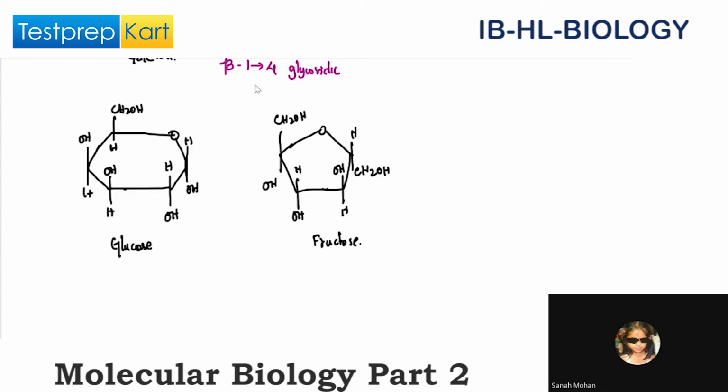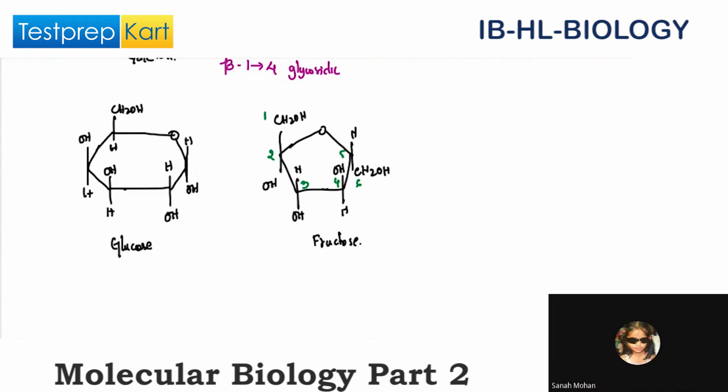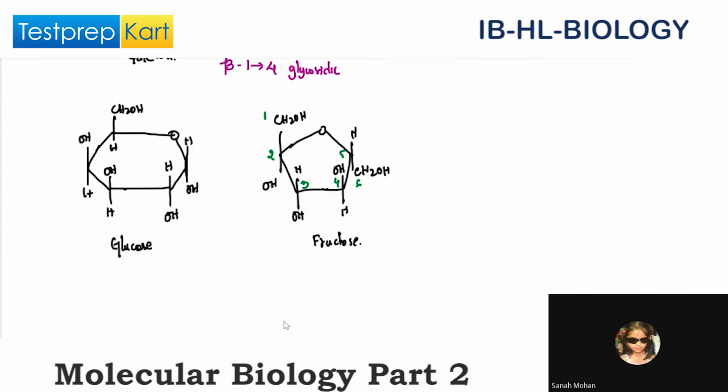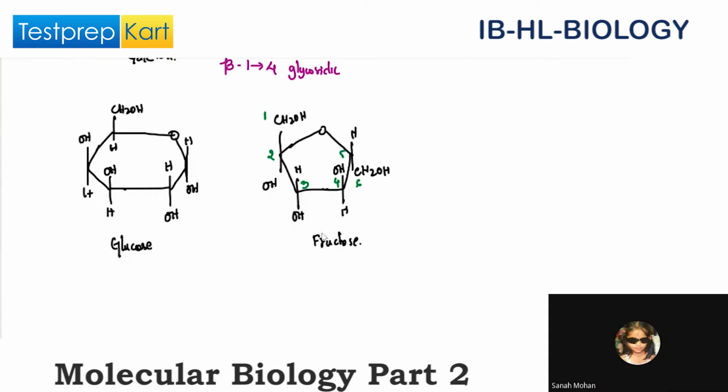Now, in fructose, we count in a different way. This is carbon number 1, this is carbon number 2, this is 3, this is 4, this is 5, and this is 6. We count like this in fructose. Clear? Fructose and glucose are isomers: same number of carbon atoms, but different structures. Clear? Okay, this you need to know.